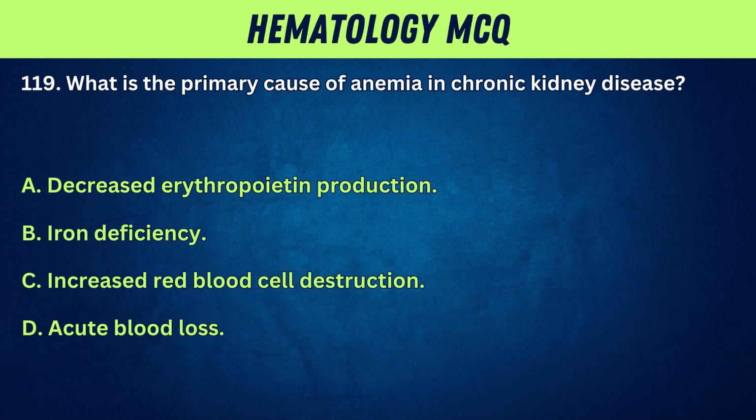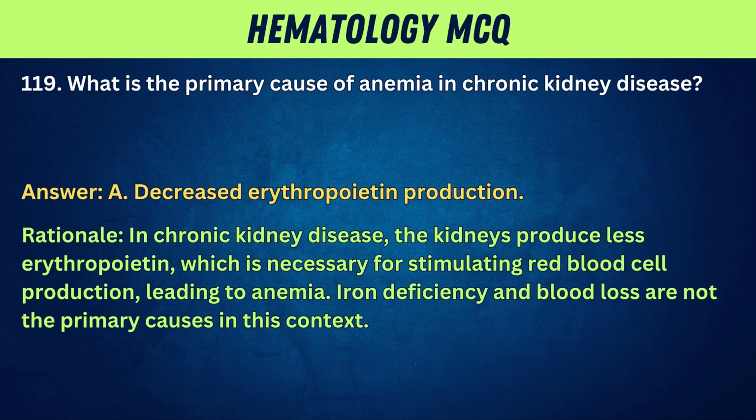119. What is the primary cause of anemia in chronic kidney disease? A. Decreased erythropoietin production. B. Iron deficiency. C. Increased red blood cell destruction. D. Acute blood loss. Answer: A. Decreased erythropoietin production. Rationale: in chronic kidney disease, the kidneys produce less erythropoietin, which is necessary for stimulating red blood cell production, leading to anemia. Iron deficiency and blood loss are not the primary causes in this context.